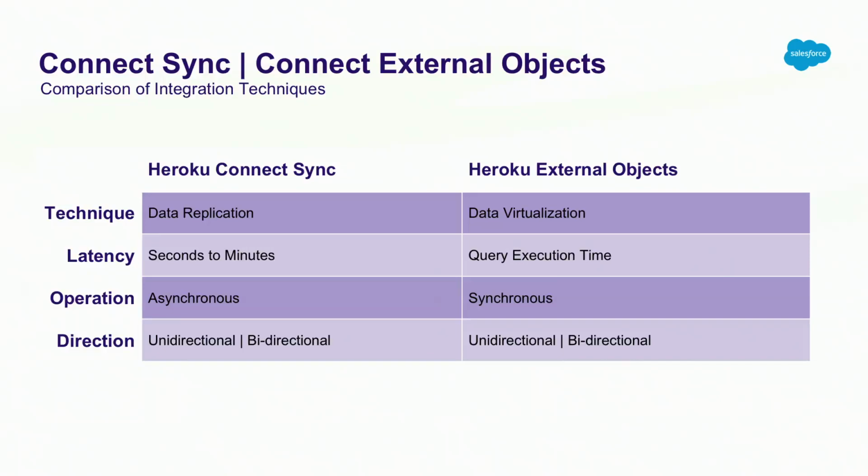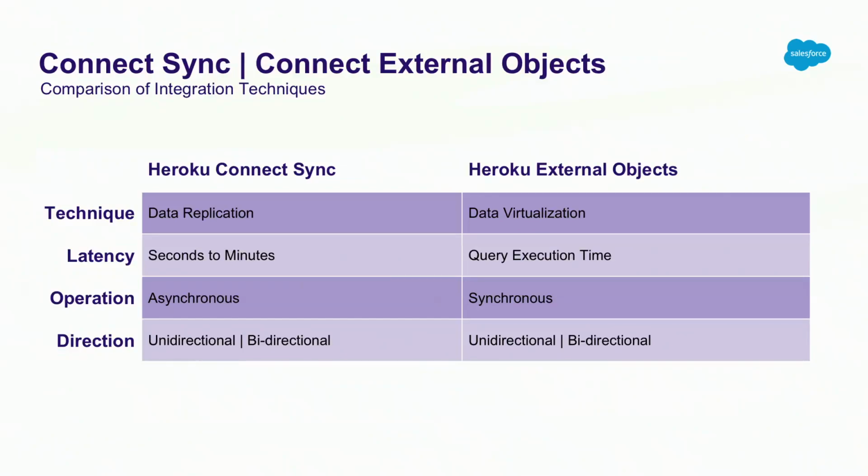Why do I say seconds to minutes? Because of the physics that's involved, right? So as the data volumes go up, the number of mappings, the number of fields that are mapped, the size of the records if you're mapping multiple large text fields, for example, all these contribute to latency, but in practice, seconds to minutes. It's asynchronous, as we talked about. A lot of stuff is happening in parallel. It's eventually consistent. And it can work in either a unidirectional or bidirectional fashion.